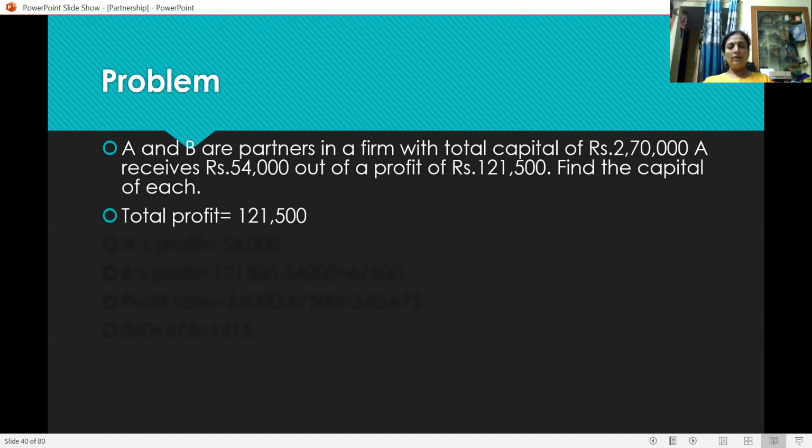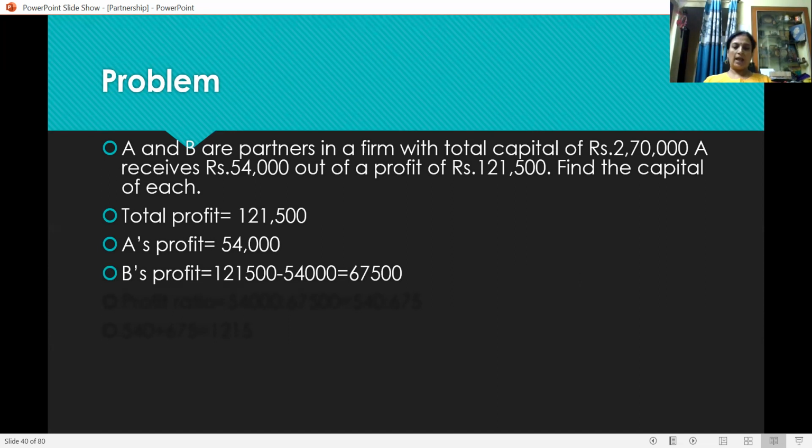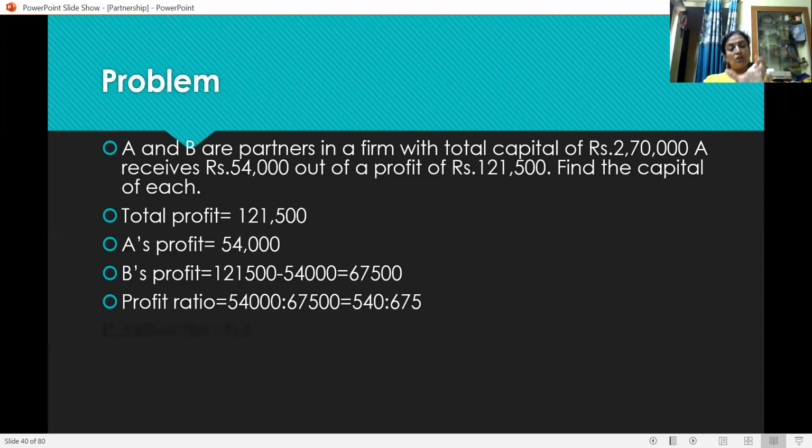Okay. Total profit is given, that is 1,21,500. A, how much does he receive? 54,000. That means B's profit can be calculated. That is total profit minus A's profit, which is the B's profit. That is 67,500. Then the profit ratio can be calculated now. So A gets 54,000, B gets 67,500. So 540, 675. Common element 3, and the common 2 zeros are cancelled. So 540, 675 is left out, and the total is 1215.